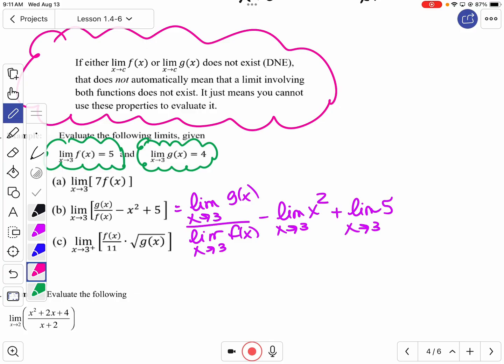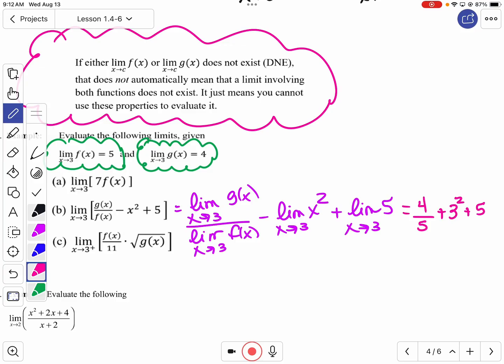So what was the limit as x approached 3 for g? It was 4. And what was the limit as x approached 3 of f? It was 5, okay? On the next one, we're just going to plug it in, okay? So my function is x squared, so that's 3, and I'm going to square it. And then what's the limit as x approaches 3 of a constant of 5? Just 5, all right?